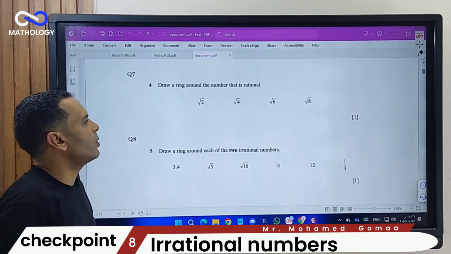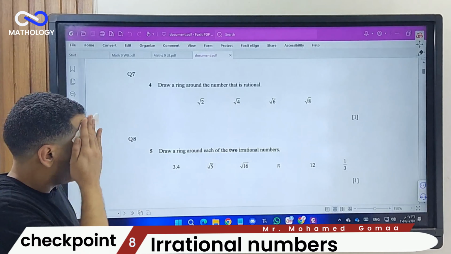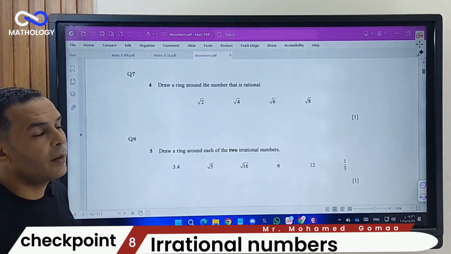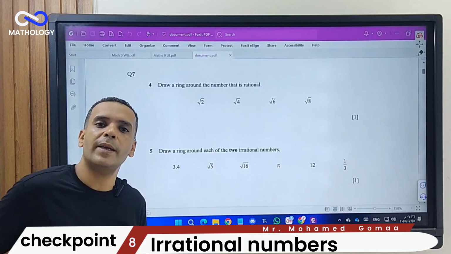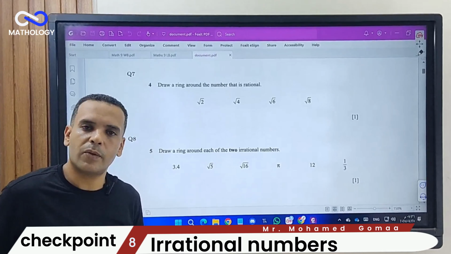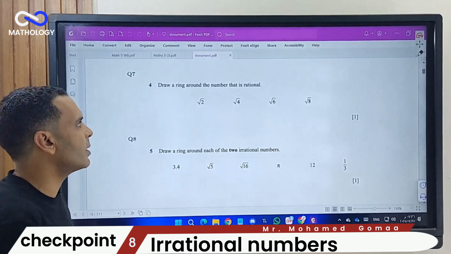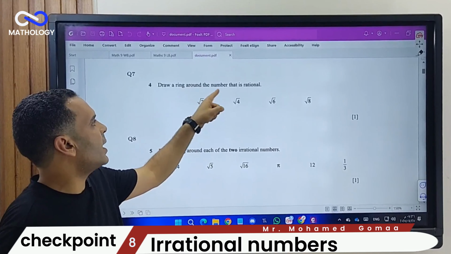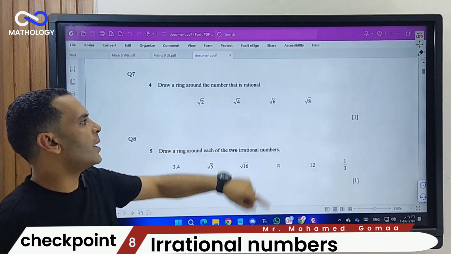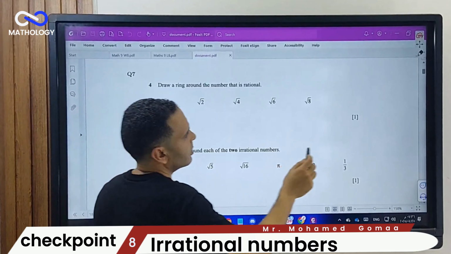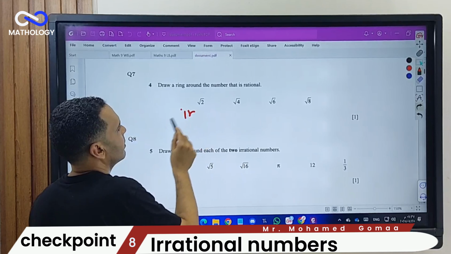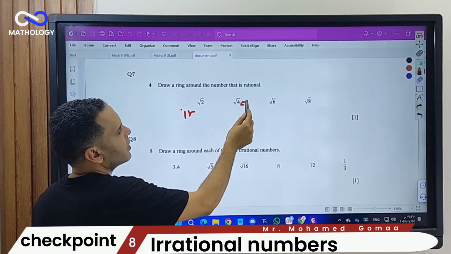Rational number. The square root of 2 is irrational because 2 is not a square number. So this number is irrational. We want to put a ring around the rational. This one is irrational. This one is irrational.